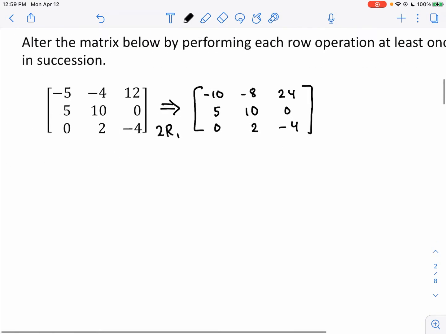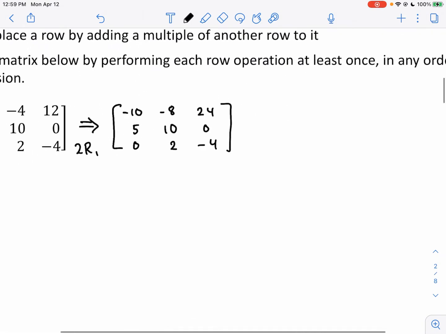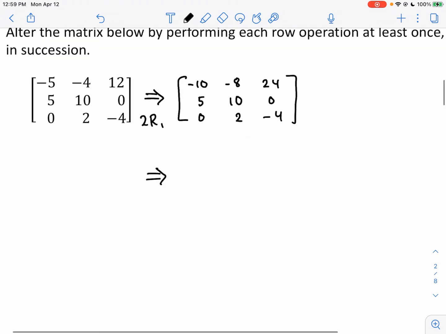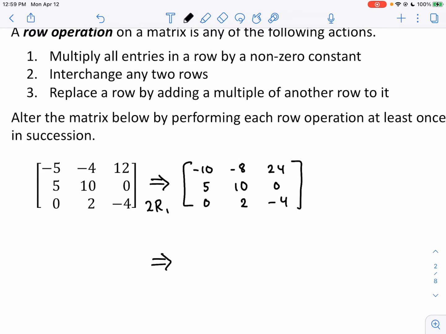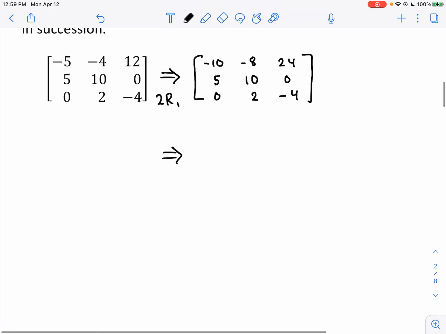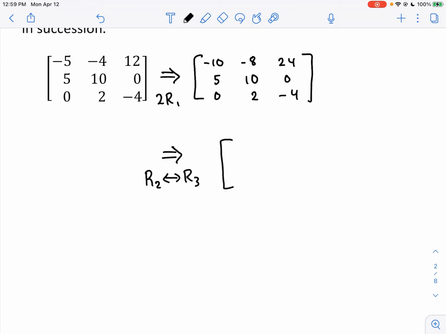Okay, we're going to do these row operations in succession. So let's do another one. The second row operation is interchange any two rows. To indicate that I'm going to interchange two rows, I do something like this, R2, double arrow, R3. This means I'm switching rows 2 and 3. And I'm going to use this as my starting place.